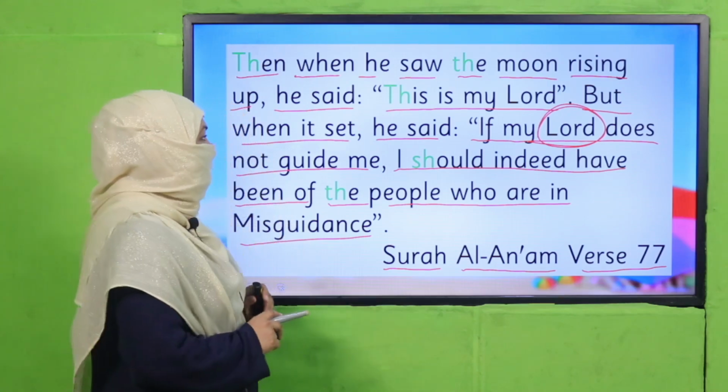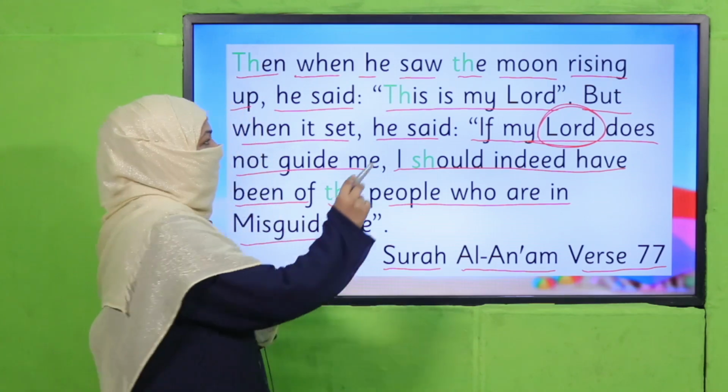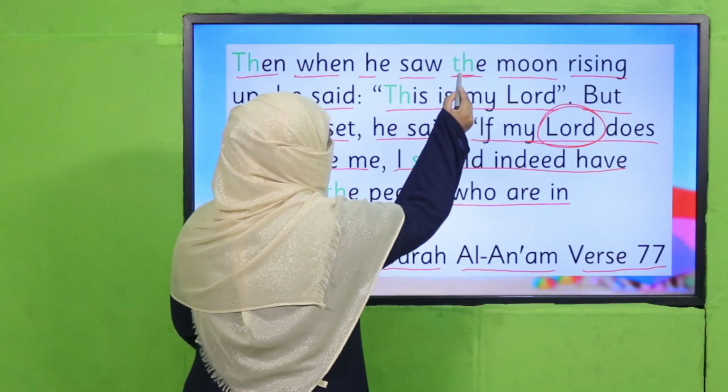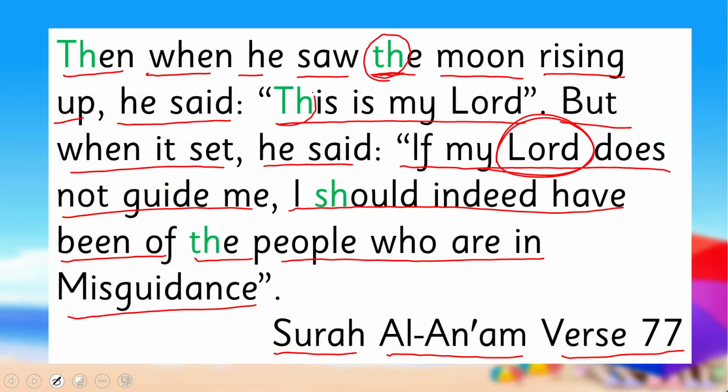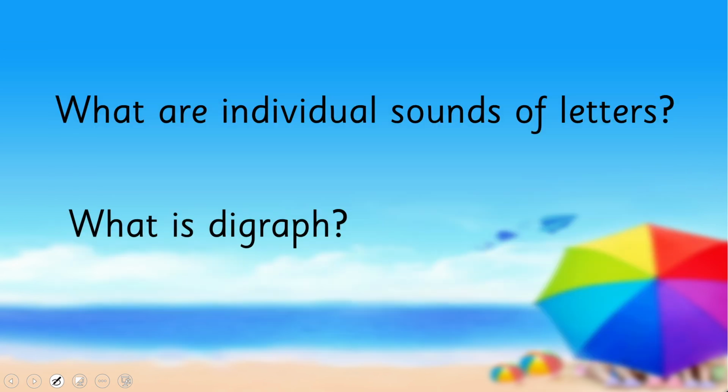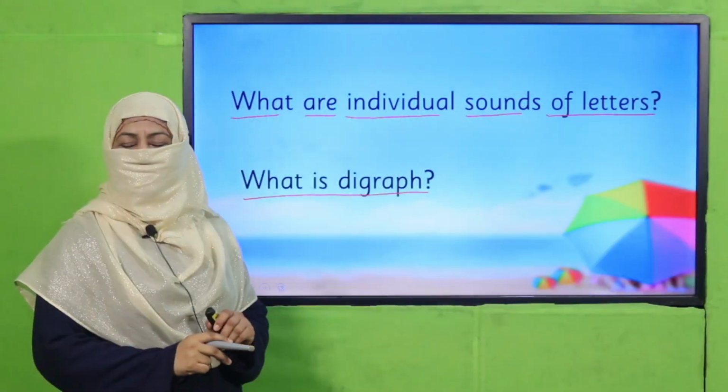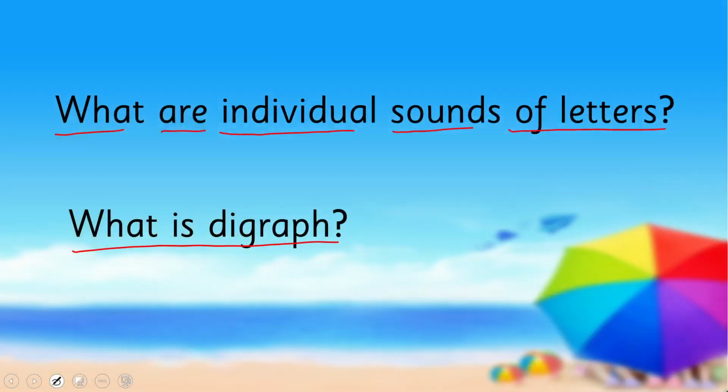Right? And my dear children, now look at these words. Th. Here in these words, it's giving the th sound. Right? And this sh is giving sh sound. How it happens? Do you know that? Okay, then tell me what are individual sounds of letters and what is a digraph? Pause the video, answer these questions to your teacher, and then come back.